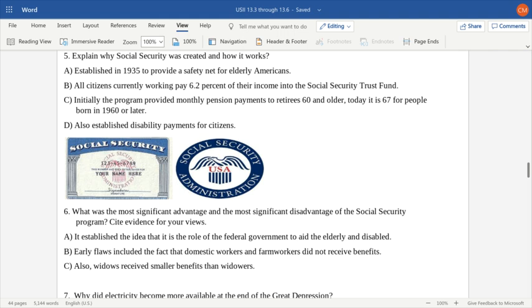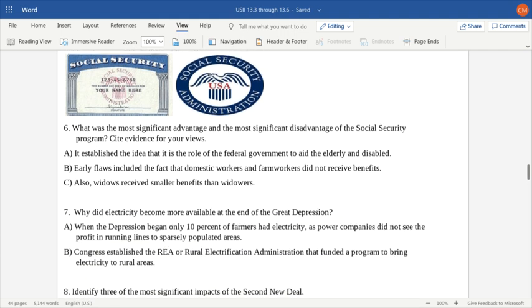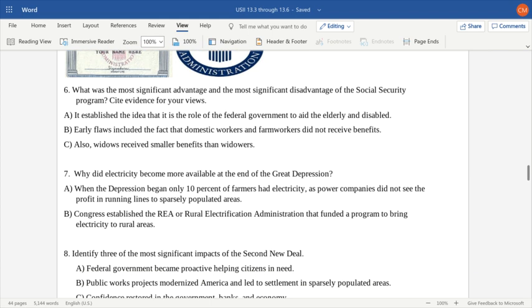Also, widows would receive smaller benefits than widowers, meaning that a female who survived her husband would receive less than the husband who survived the wife's death. Once again, just gender bias, unfortunately, during this period of time in history.